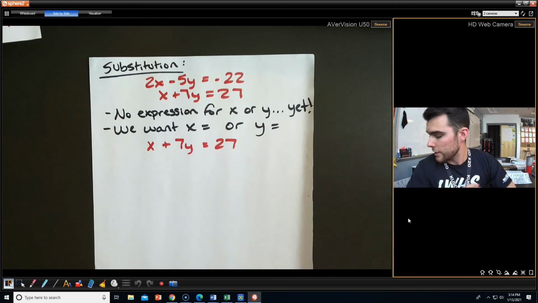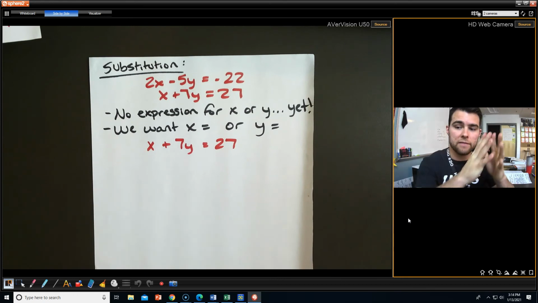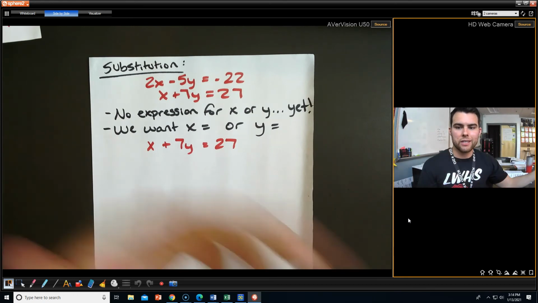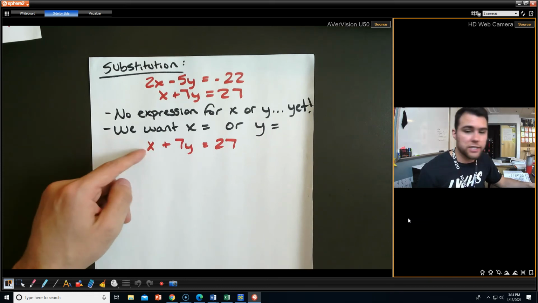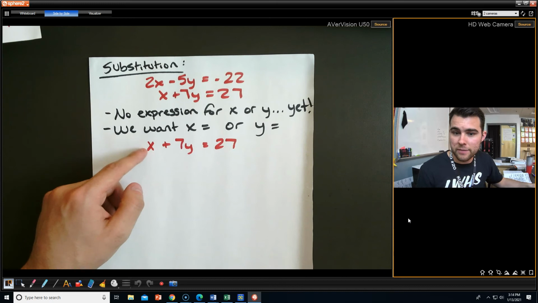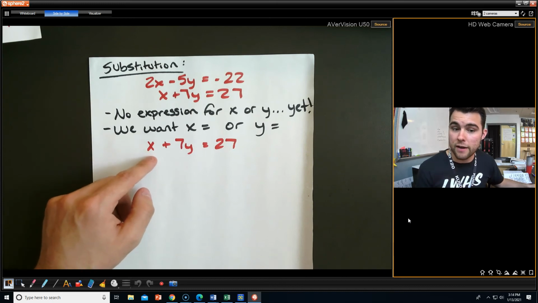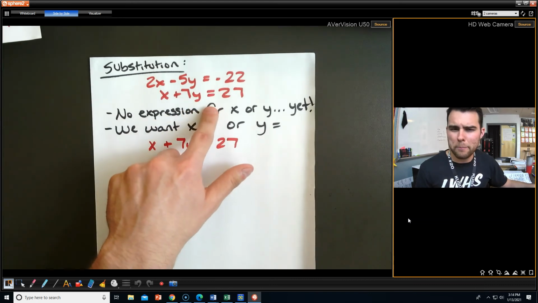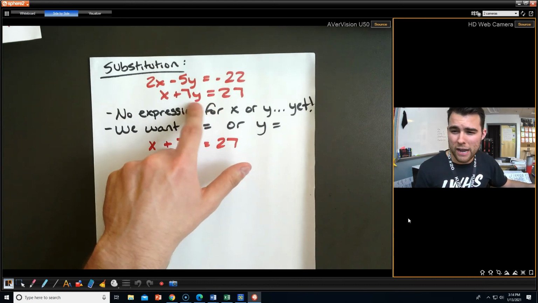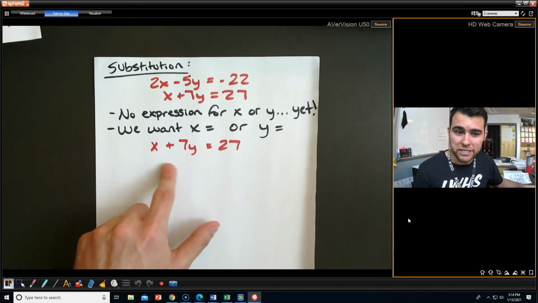Now, with substitution, again, do we have something where we have y equals or x equals? And right now, we do not, right? That's what we want to get. So between these two equations, now we have to manipulate it and change it into something where we get x equals or y equals. I would focus on this one because the potential is there for an x equals, right? A y equals is a little bit more ambitious. We'd have to do a lot more algebra. Let's just do something a little bit easier, right?